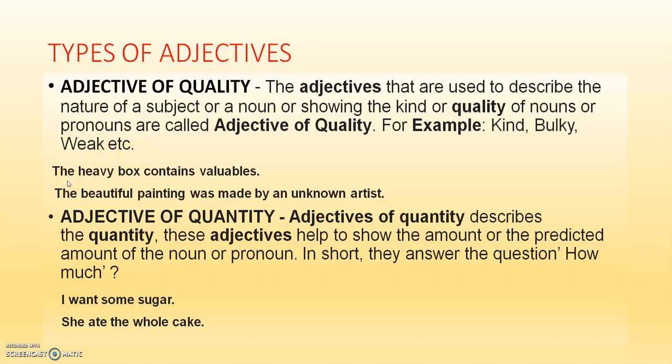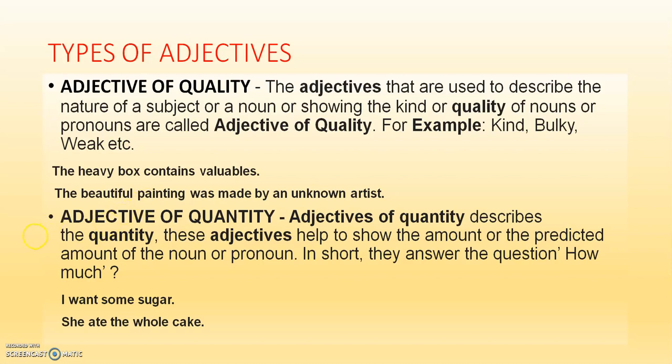Here you can see in this sentence, the heavy box contains valuables. So here this box is the noun and it is described as heavy. So that is the quality of this box. The beautiful painting was made by an unknown artist. So here the painting, the noun, is described as beautiful. So that is the quality of the painting here.